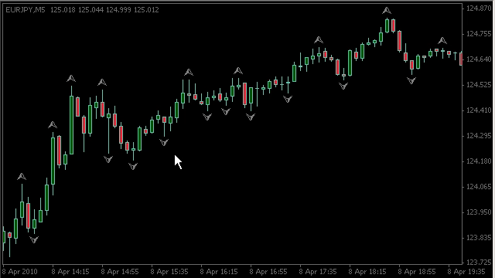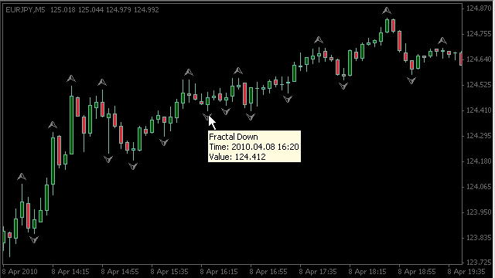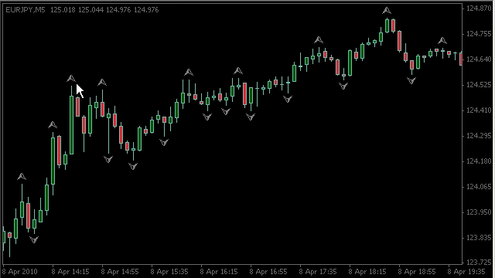Now, it's not ideal in a sense, because I don't really like the fact that this one has drawn a fractal here, when really what I'm interested in is I'm wanting to know when this peak here occurs, when this peak occurs, and when this one occurs, and then the next one down. So those are the most important ones, the ones that we see at the extremities here. They are the ones that we're going to try and use to help us with our trading.